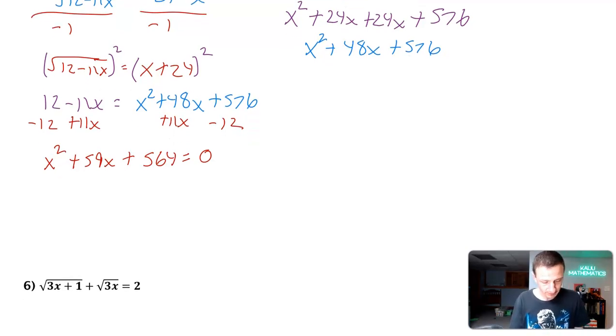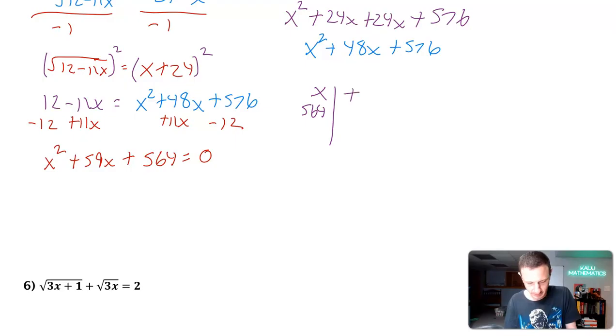Now I have to factor. Oh boy. Two numbers that multiply to 564 and add up to 59. Let's see. I would definitely start around maybe 8. What is that? 564 divided by 8 doesn't work. What about, let's jump to 12. 12 and 47. There it is.